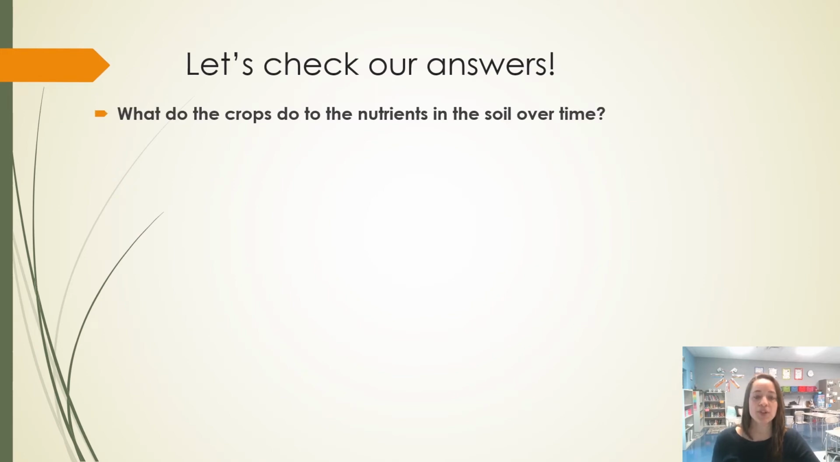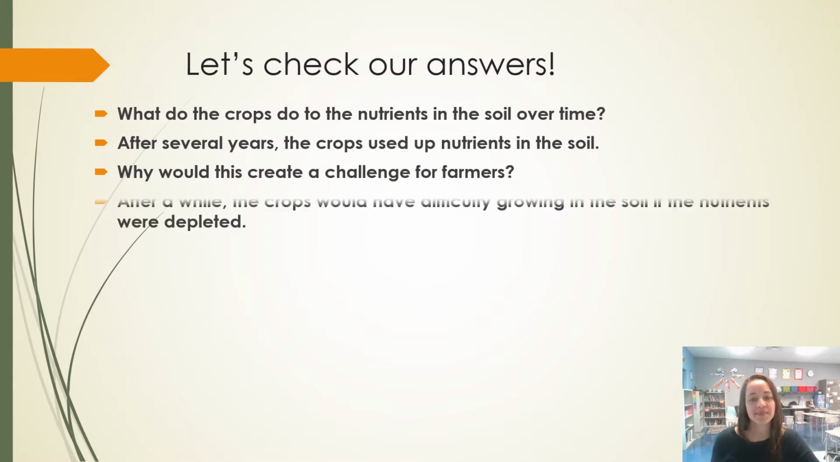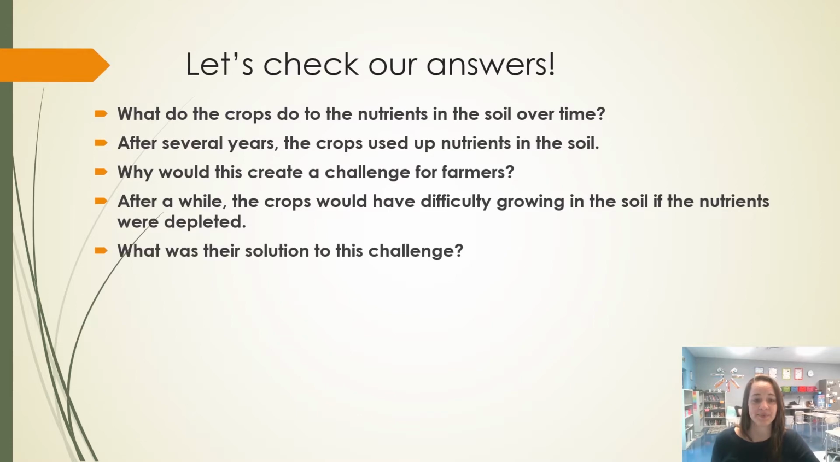What do the crops do to the nutrients in the soil over time? After several years, the crops used up nutrients in the soil. Why would this create a challenge for farmers? After a while, the crops would have difficulty growing in the soil if the nutrients were depleted. What was their solution to this challenge?